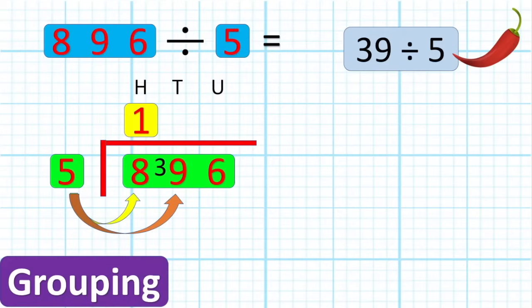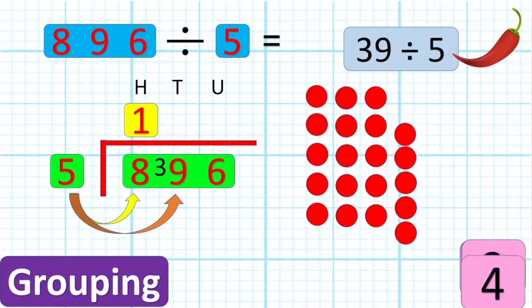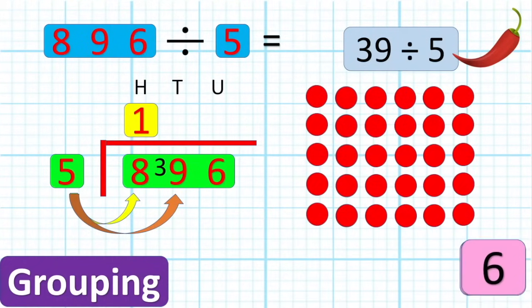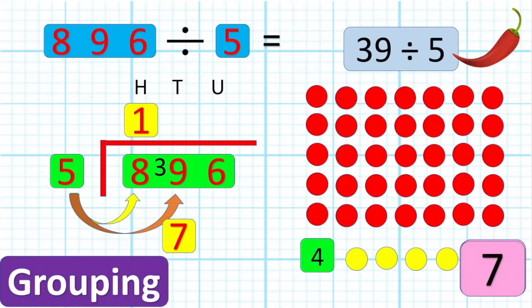Let's look at my second part then. How many 5's are there in 39? Let's go up in our 5 times table. 5, 10, 15, 20, 25, 30, 35, 40. I can't use 40 because it's over 39, so let's come back. 35 goes 7 times, so I'm going to put 7 at the top there. But what have I got remaining? I've got 4 remaining, so I'm going to bring that 4 over into my next column.